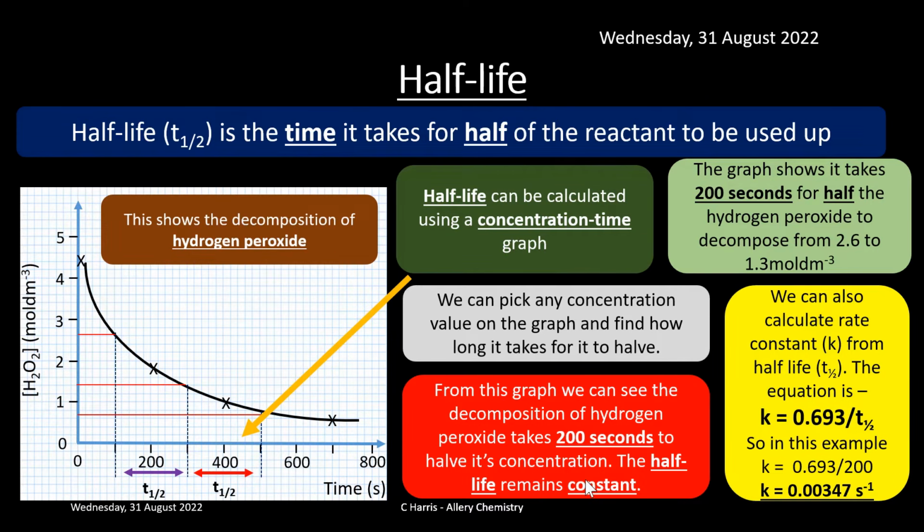So we can calculate the rate constant K from half-life, which is T half, and the equation is K equals 0.693 divided by T half. Okay, so in this example, K is 0.693 divided by 200, because that's the half-life, and that gives you 0.00347. Okay, so make sure that you're aware of how to actually work that out. So this is how you work out the value of K.